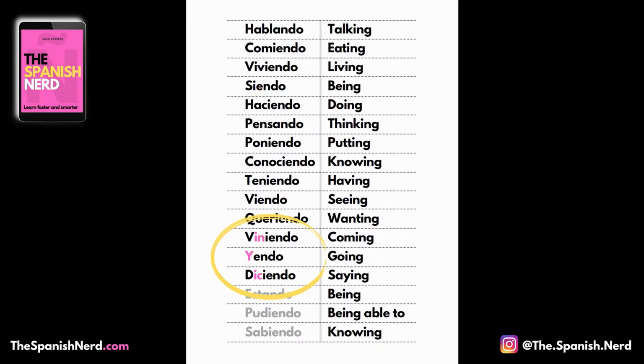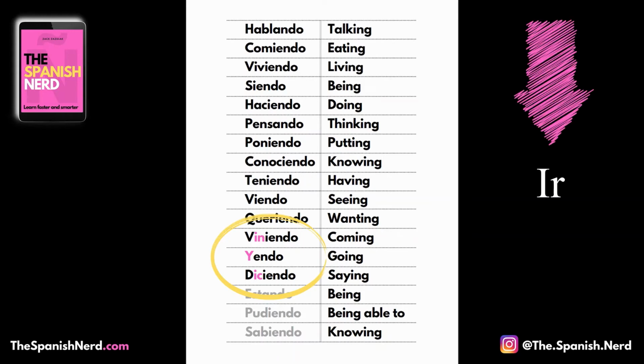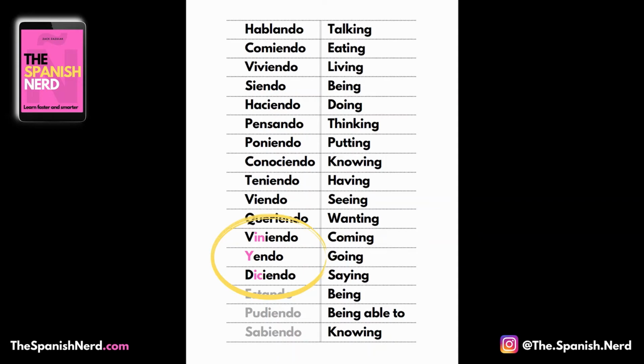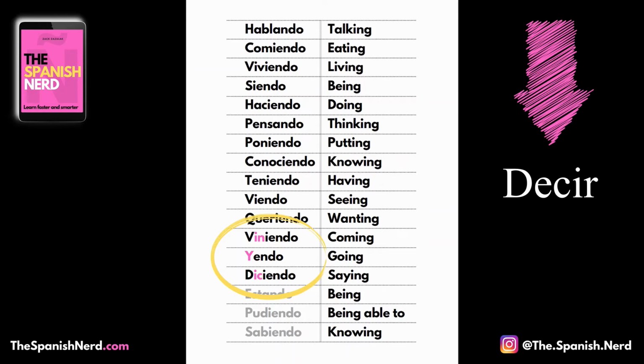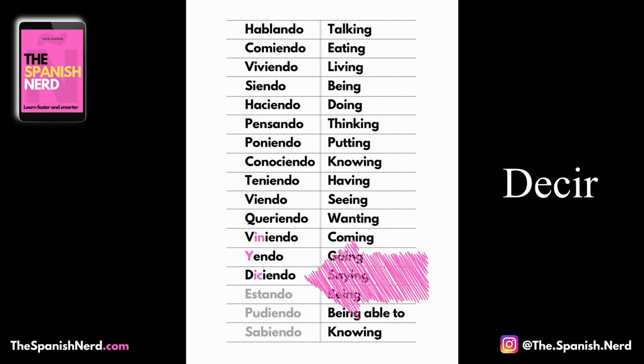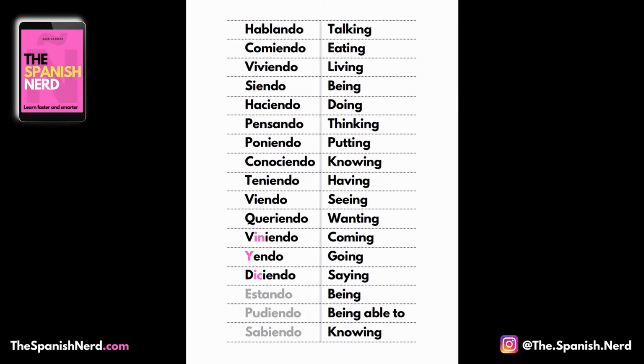So these pink ones are a little bit more irregular than the rest, or they seem to be, right? Yendo has a Y. That comes from ir. Remember I said that's the most irregular verb. It's the weirdest, most rebellious word probably in all of Spanish. And then we have diciendo. It's not spelled D-E like the word decir. It's diciendo. So just pay attention to those ones. Now the good thing about these is that these are not going to change at all forever. I'll explain that a little bit more coming up.